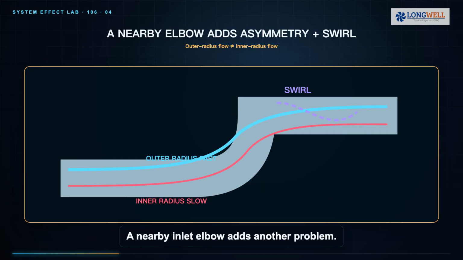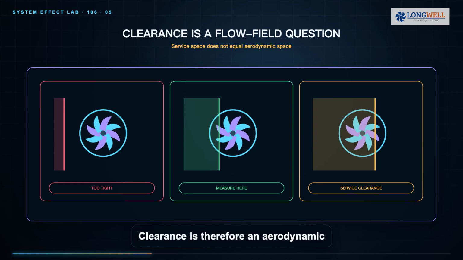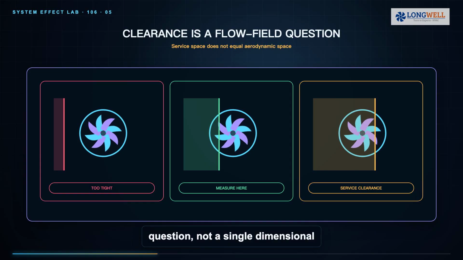A nearby inlet elbow adds another problem. Flow at the outer radius can arrive faster than flow at the inner radius, and the bend may introduce swirl. The wheel then sees different velocity and angle around its circumference. A turning vane or larger plenum may help in a specific layout, but there is no universal elbow distance or straight-duct multiplier that guarantees uniform inflow. Clearance is therefore an aerodynamic question, not a single-dimensional rule.